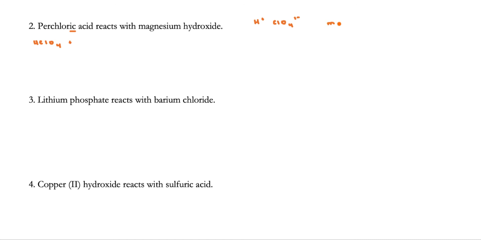So magnesium has a 2+ charge. Hydroxide has a 1- charge. So this is an acid-base reaction because I've got my acid and this is now my base. So when I cross my charges, the 2 will go to hydroxide. So I've got to put hydroxide in parentheses.